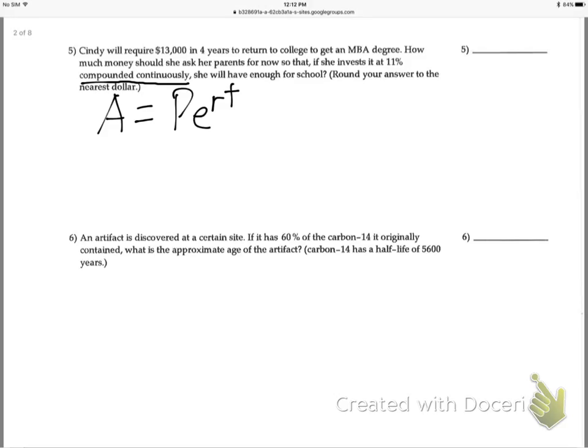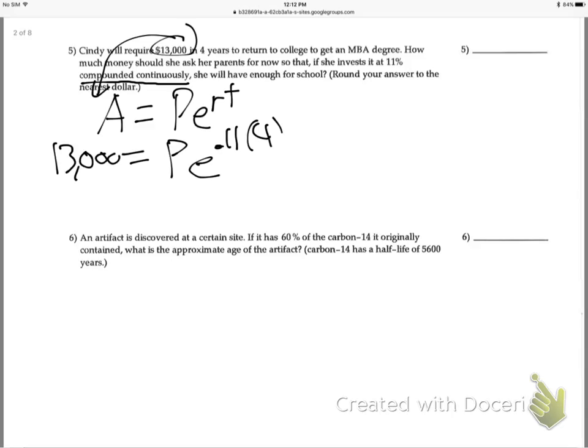All right, she will require $13,000 in 4 years. So that $13,000, is that what she's got now? No, that's the A. That's the amount. That's what she wants the amount to be later. The P is what she's going to ask her parents for. What principal should she put in the bank now? The interest rate is 11%. The time is 4 years, right?